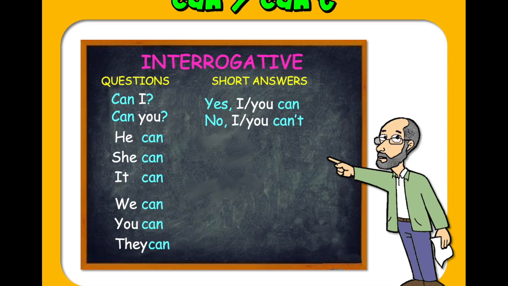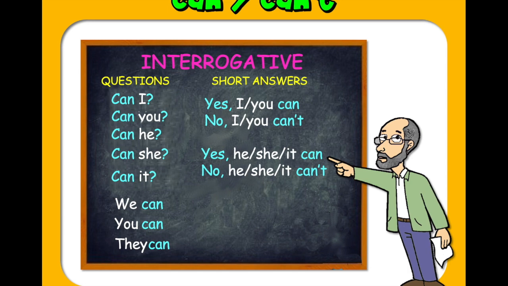Now we have he can. How do we turn he can into a question? Correct, we need to use the modal first. Can he? Instead of saying she can, we say can she? Or instead of saying it can, we say, can it? And these are the short answers. Yes, he, she, it can, or no, he, she, it can't.